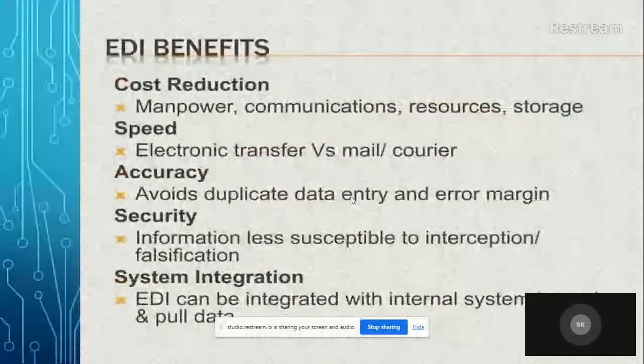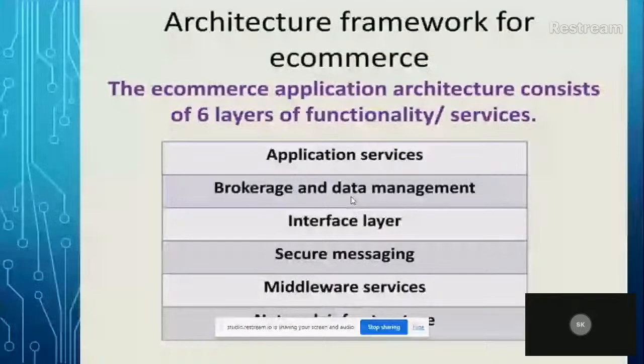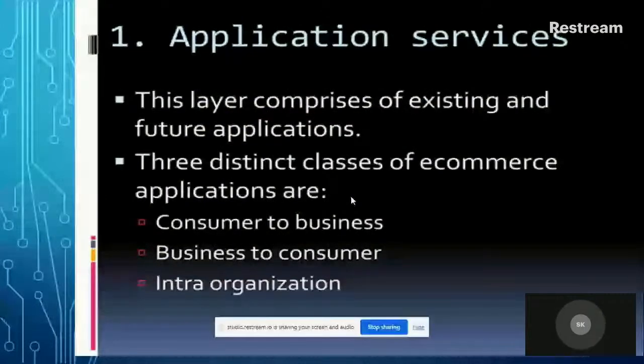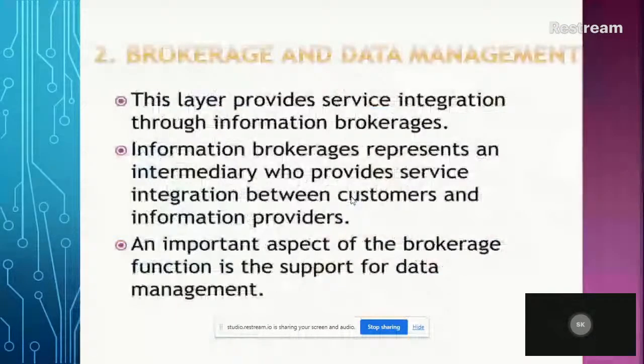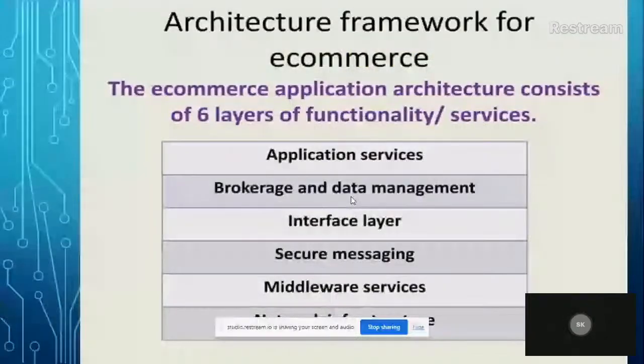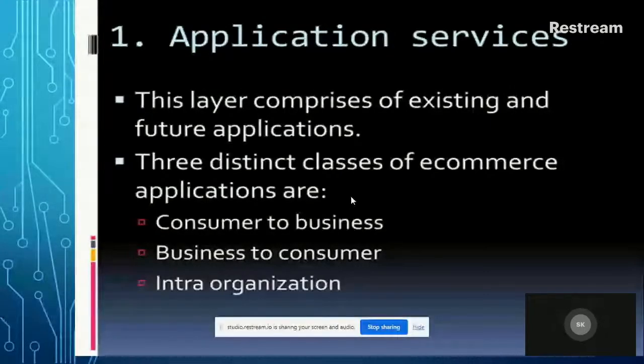So next is the architecture framework for e-commerce. The e-commerce application architecture consists of six layers: application services, brokerage and data management, interface layer, secure messaging, middleware services, and network infrastructure. Let's see one by one how this architecture framework for e-commerce is done.